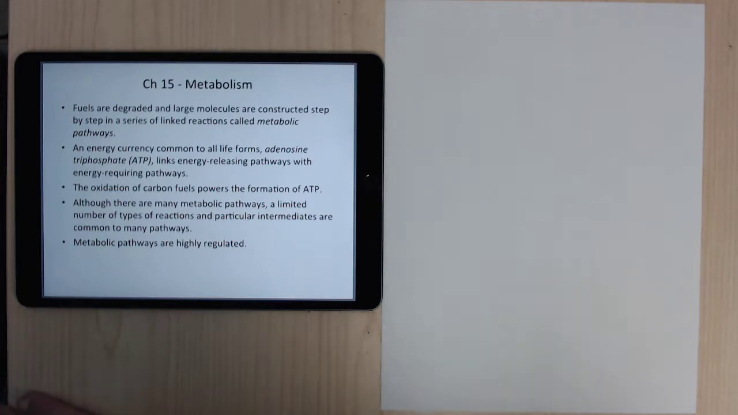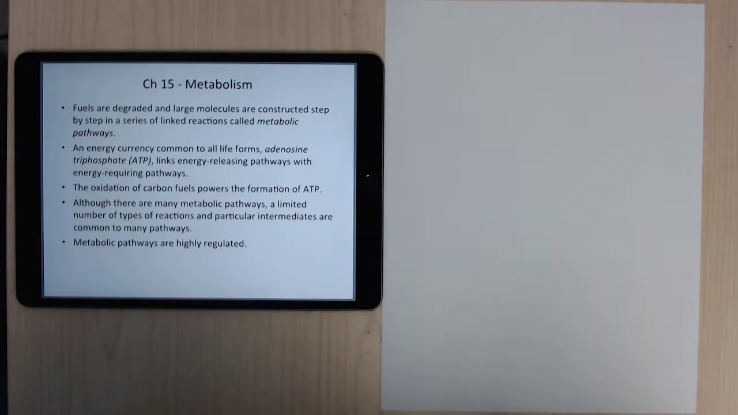The energy currency for most of these pathways is going to be adenosine triphosphate, or ATP. As far as I know, there's not really any reason why it was ATP and not GTP or TTP or whatever. But ATP ended up being the one, and most things funnel through ATP.